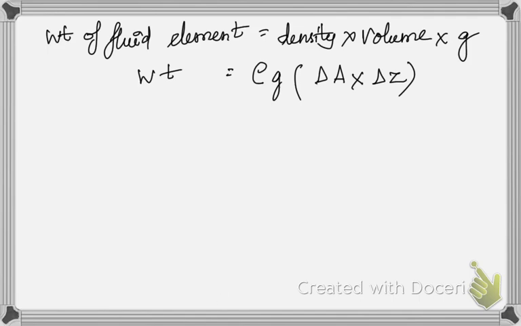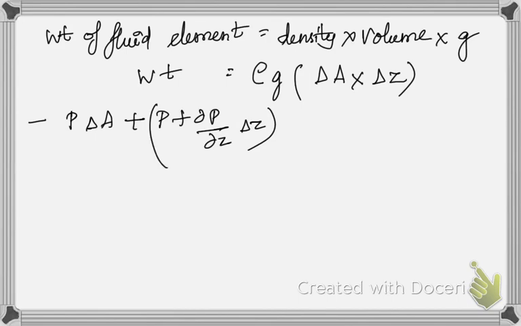First, the downward force is the pressure due to gravity, so I am taking that into consideration. It is a downward force: P into del A. Next is the pressure on face CD, which is an upward force: P plus, with a positive sign, dou P by dou Z into del Z into del A. Then next is the weight of the fluid element. Weight will generally be acting in the downward direction, so I am putting a minus sign here: rho G into del A into del Z is equal to 0.